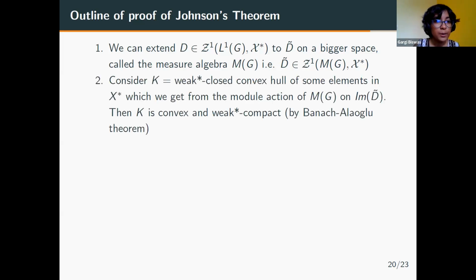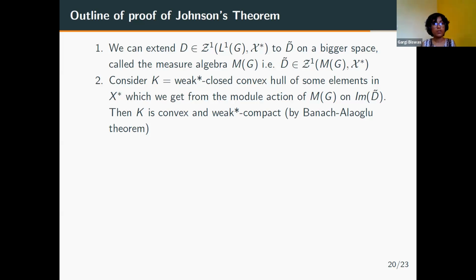We can prove that. And then consider K to be the weak star closed convex hull of some elements in X star. So what are these elements? These elements are something that we get from the module action of MG on the image of D tilde. The image of D tilde is a subset of X star and it's a Banach MG module, so we can talk about module action. So everything is nice here.